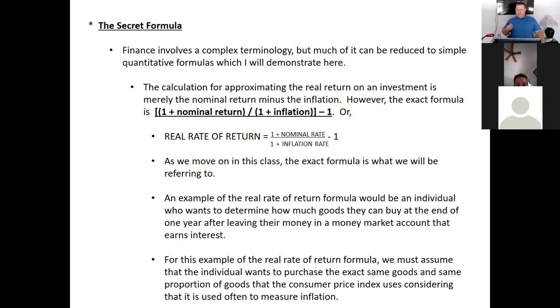So for this example of the real rate of return formula, we must assume that the individual wants to purchase the exact same goods and same proportion of goods that the consumer price index, the CPI, uses, considering that it is used often to measure inflation.